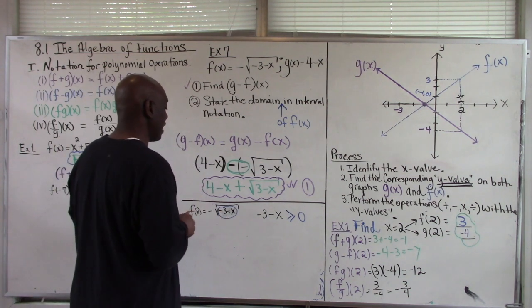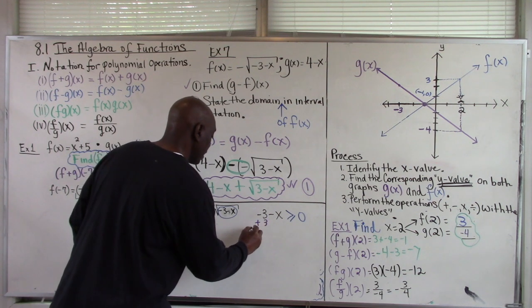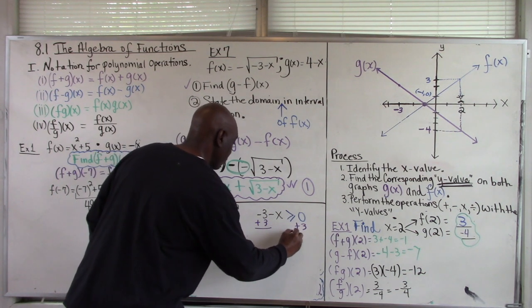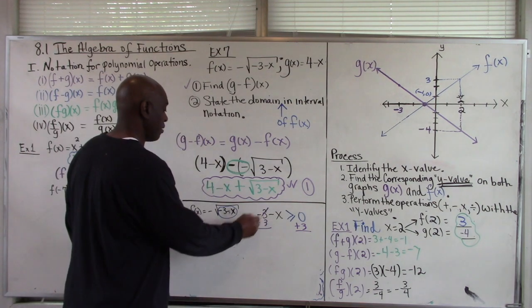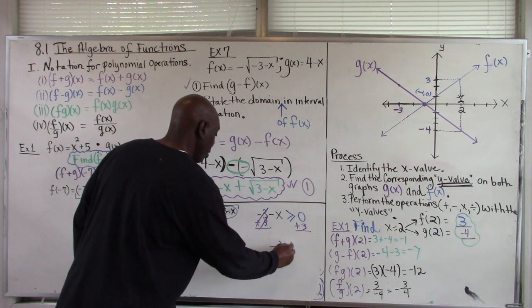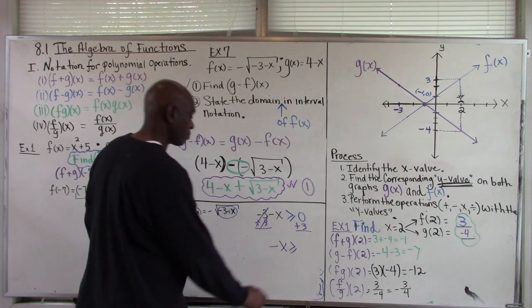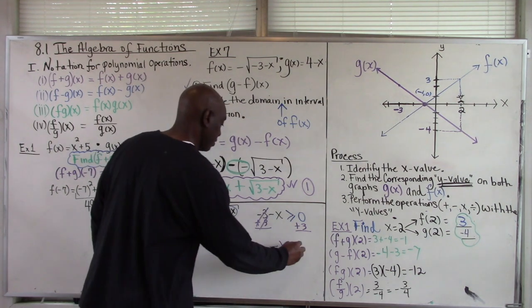So in doing that, I have to add 3 to both sides. And the 3's cancel out here. They go to 0. So I'm going to have a negative x greater than or equal to 0 plus 3, which is 3.